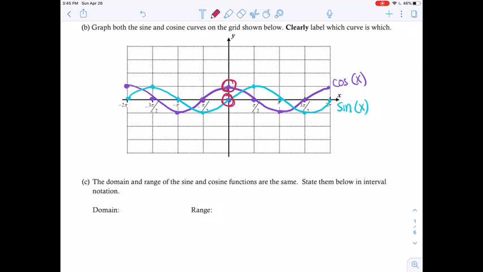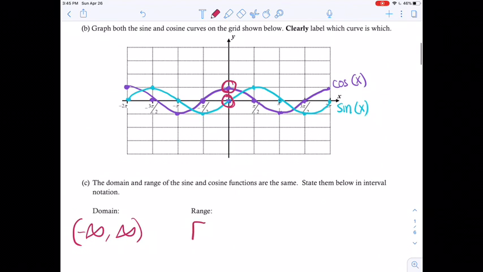Now let's talk about our domain and range like we do for every function. So the domain and range of the sine and cosine functions are the same. State them below in interval notation. The domain is the same. I could plug in anything from -infinity to +infinity. The range, if we look at the lowest y value for both of these, is -1. The highest y value for both of these is +1.